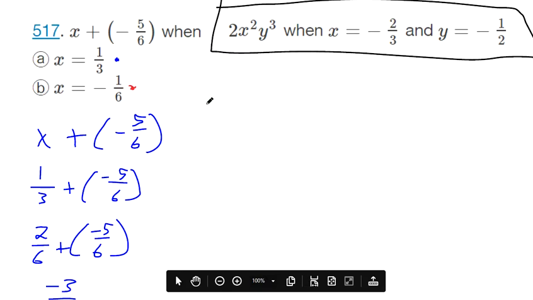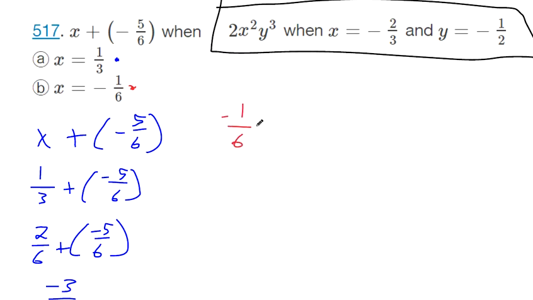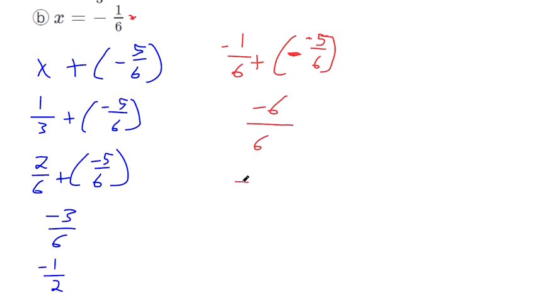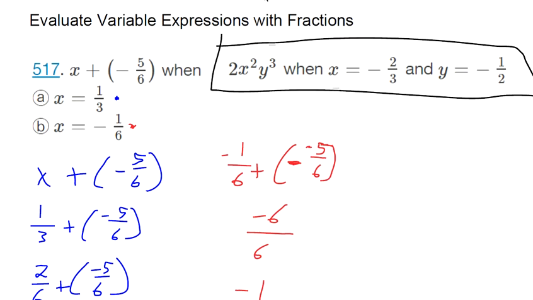And then here, if you plug in negative 1/6 for x, they already have common denominators, right? So you can put that negative sign right up top. That helps. Negative 1 plus negative 5, you're going further back in debt. You're at negative 6, which simplifies to be negative 1. Okay, so that's it for 517.